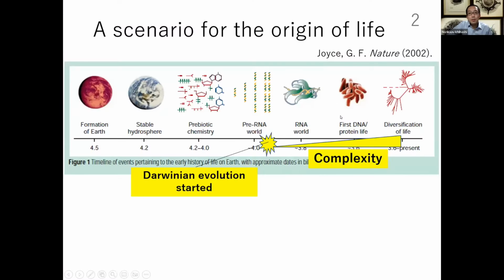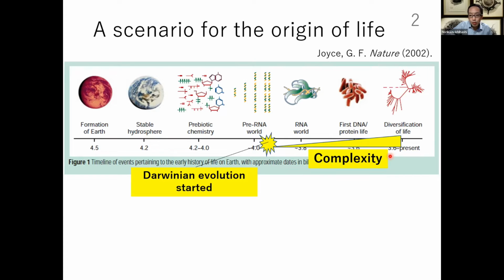So I'd like to start from this picture. This is, I think, a widely accepted scenario for the origin of life, which I obtained from a famous review paper by Gerald Joyce. According to this scenario, after the formation of Earth, prebiotic chemistry began, and then the RNA world began. Probably before or during the RNA world, self-replicating molecules should have appeared and undergone Darwinian evolution. Through this evolutionary process, self-replicating molecules should have developed complexity to become present-day complex organisms.